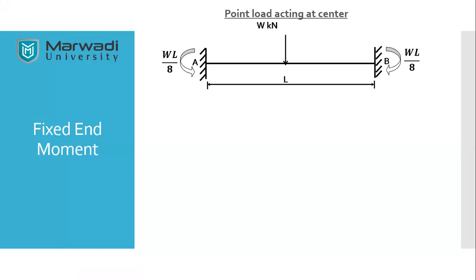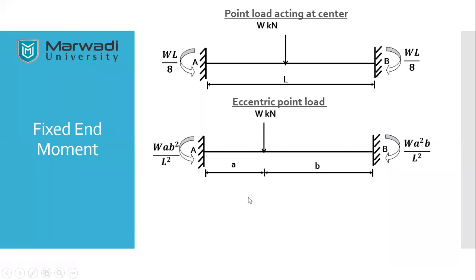The next one will be the eccentric point load. What is an eccentric point load? A point load which is not acting exactly at the center. If my beam is 3 meter, the point load may be acting at 1 meter from one end, and 2 meter from the opposite end. So this is going to be the formula. The fixed end moment will be W A B square upon L square at one end, and W A square B upon L square at the other end.